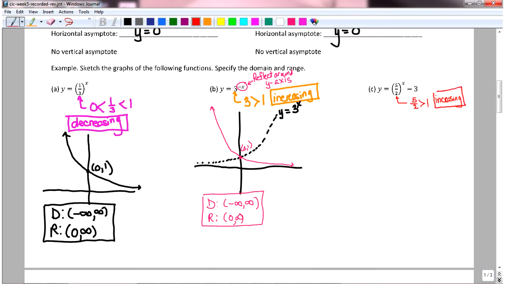Okay, well, we see that there's some transformations that have been done to 5 halves to the x power. So I'm going to draw that graph as a dotted red line, and then we'll apply our transformations to see what the final graph, the graph we're looking for, actually looks like. Actually, I'm going to draw it as a dotted black line. Okay, so that would be y equals 5 halves to the x power.